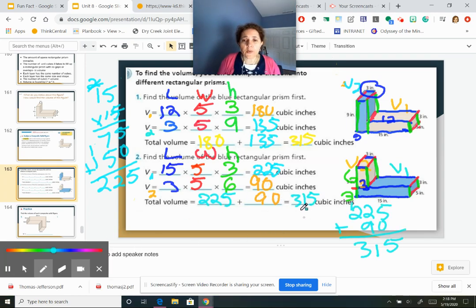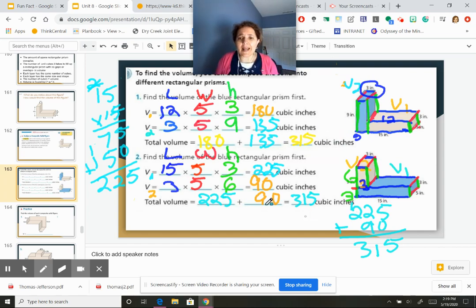Okay, if you got 315, you'd be correct. So I did it over here. I did 225 plus 90. 5 plus 0 is 5. 9 plus 2 is 11. Carry my 1. 2 plus 1 is 3. 315 cubic units. Notice we got the same exact answer.